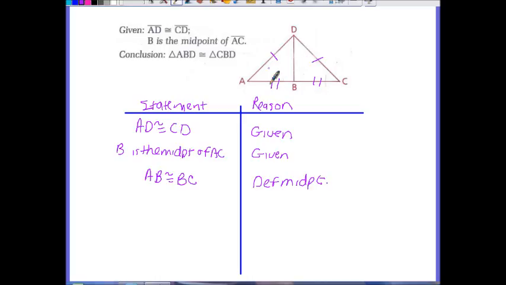Now, I got 2 out of 3 pieces of information, and when I look at my figure, I see that I have a reflexive side. DB on my left triangle is congruent to DB on my right triangle. They're the same segment. It's the reflexive property. I said congruency, I draw congruency, and I look at what I have. I have 3 congruent sides on one triangle, 3 congruent sides on the other triangle. So let's go ahead and state our congruency. Triangle ABD is congruent to triangle CBD by the side-side-side postulate. Easy peasy lemon squeezy, right?